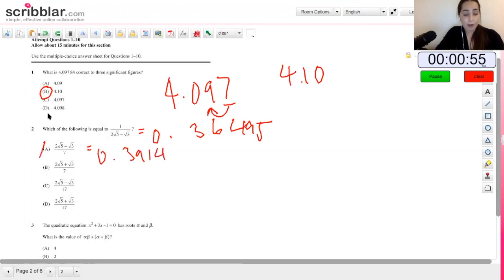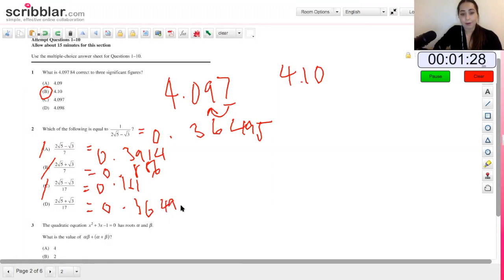Next one, 2 root 5 plus root 3 over 7, I get 0.886, definitely not that one. It's not 0.3, so we can cross that one out. Next one, 2 root 5 minus root 3 over 17. What I get is 0.161, definitely not that. And finally we try D, so what we get is in fact 0.36495, which is that. Therefore our answer is D.